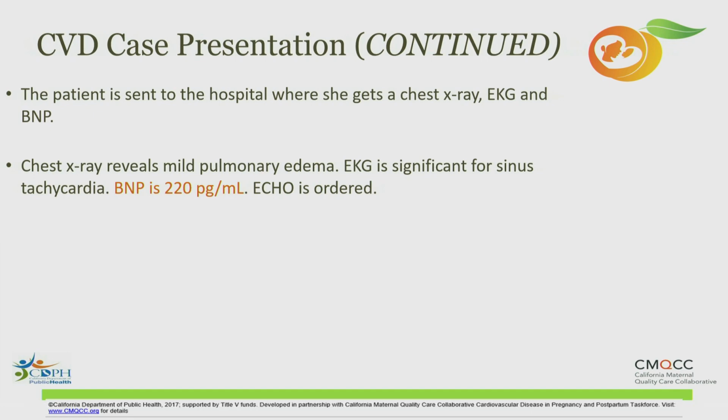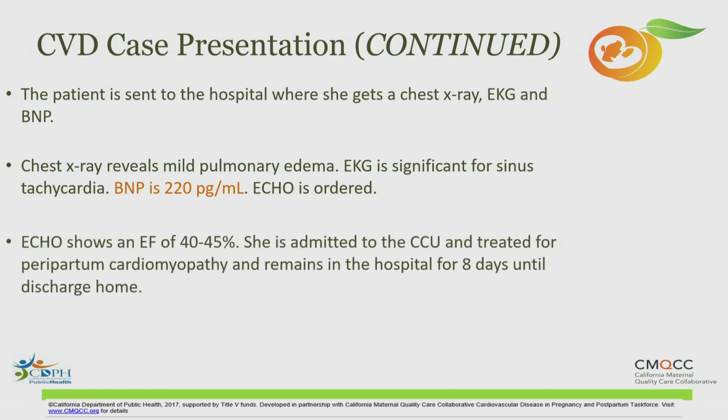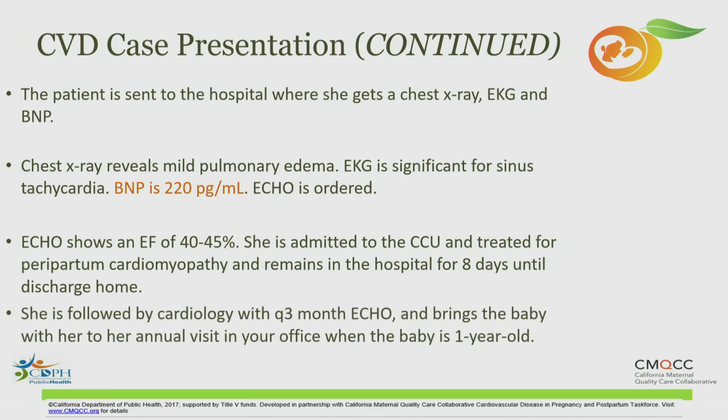Patient is seen in the hospital. She gets a chest x-ray, EKG, BNP. BNP is 220, so that is heart failure, right, because it's a BNP. Echo shows an EF of 40 to 45%. She's admitted to the CCU, treated for cardiomyopathy, stays for 8 days, discharged home, followed by cardiology every 3 months, brings the baby to her 1 year visit.